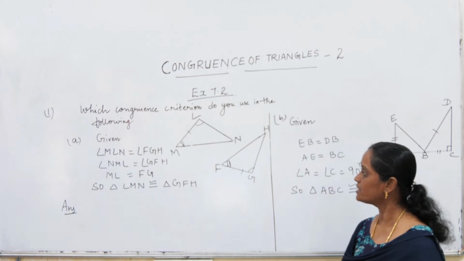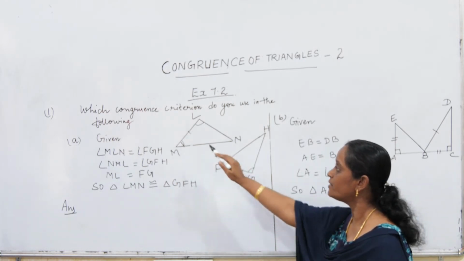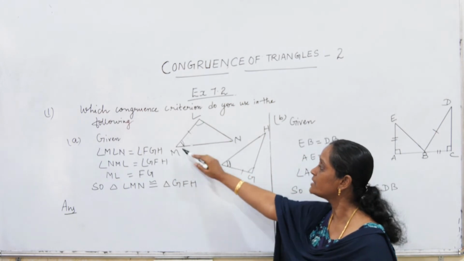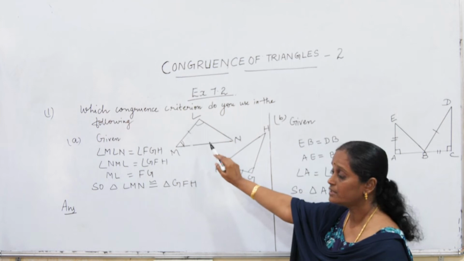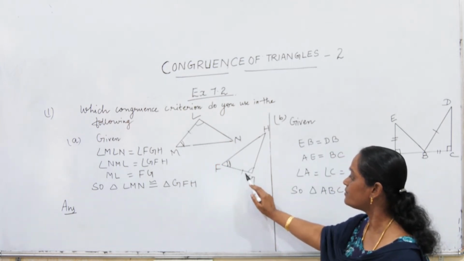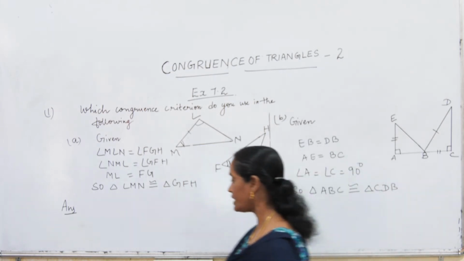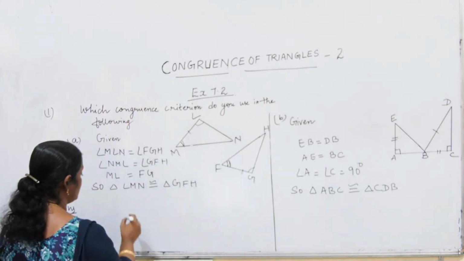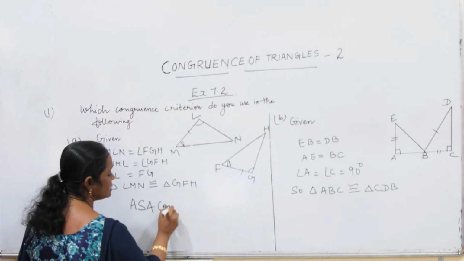So here students, you can see that two angles and the included side of this triangle LMN, these two angles, angle L and angle M, and the included side of triangle LMN is equal to two angles and the included side of triangle GFH. So these two triangles are congruent by angle side angle congruence criteria.